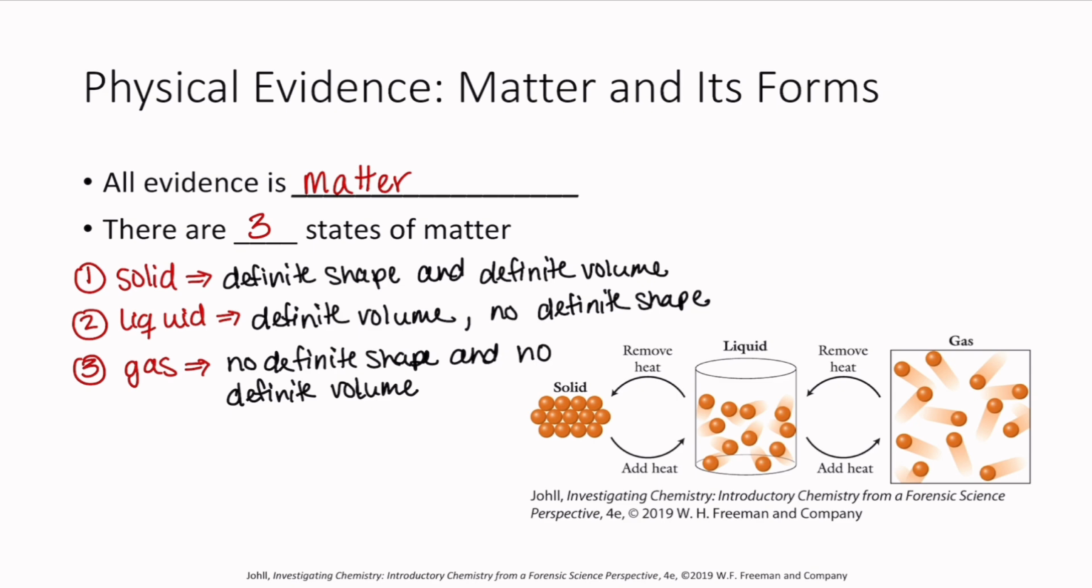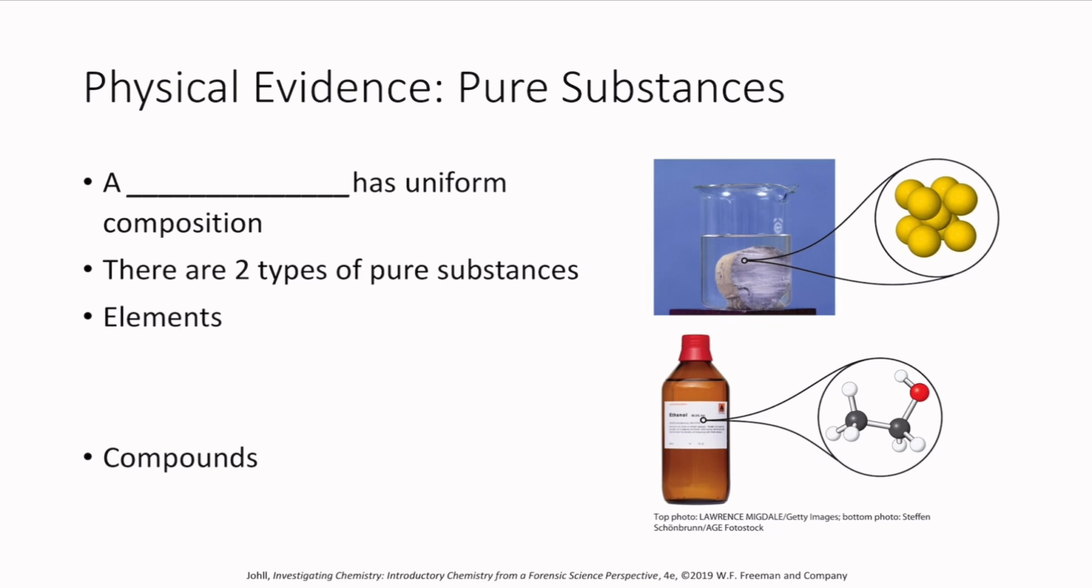Now, the difference between these three states is how the particles are behaving and how they are moving. And we can manipulate that by adding heat. If we add heat, we can change a solid to a liquid. And if we continue to add heat, then we can change that liquid to a gas. Now, if we start removing the heat, then we can change the gas to a liquid. And if we remove the heat even more, then we can change that liquid to a solid. So these are the different states that matter can take on.